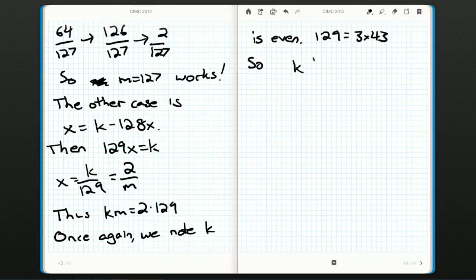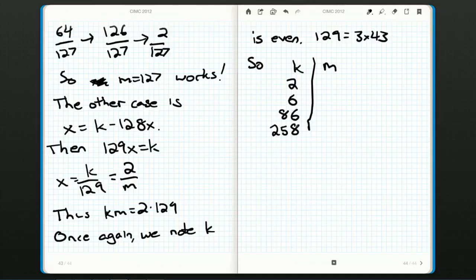So we can make a little chart here. K could be 2. It could be 6. It could be 86. That's 2 times 43. Or it could be 2 times 129, which is 258. But it's got to be one of those 4 because K has to be even.